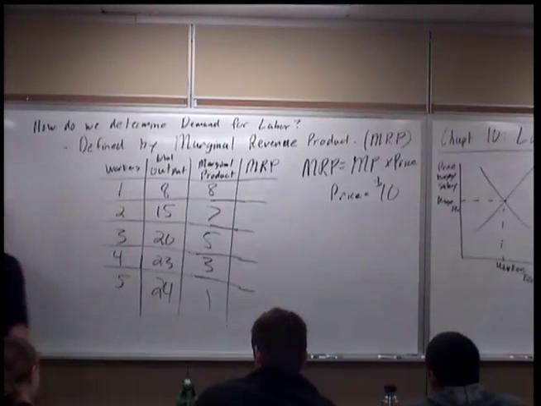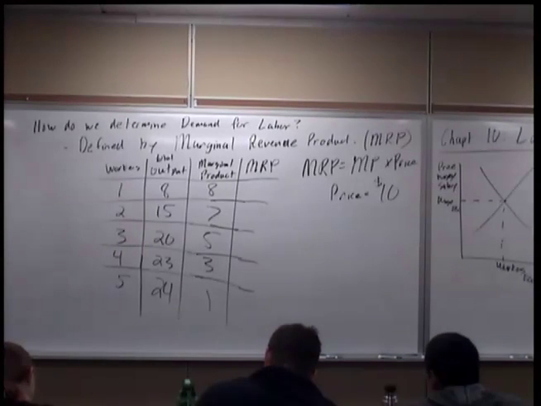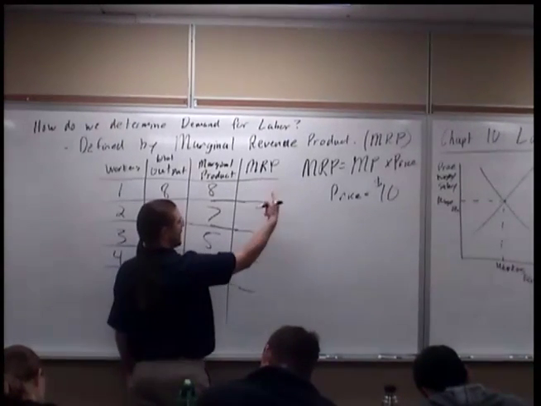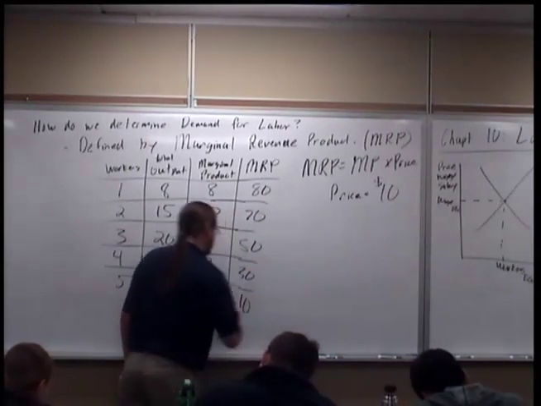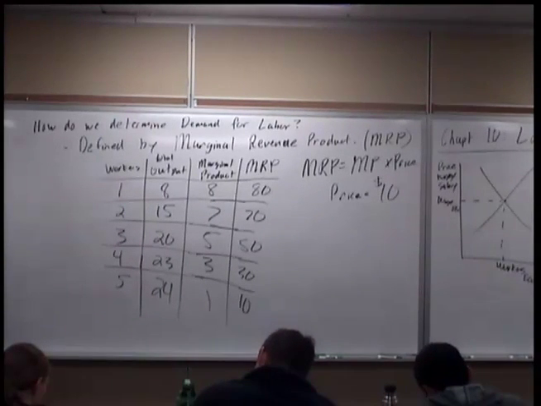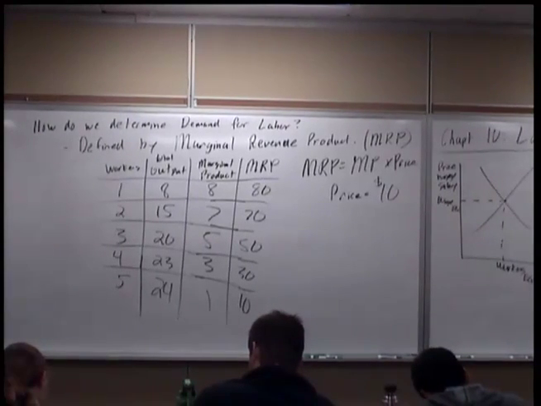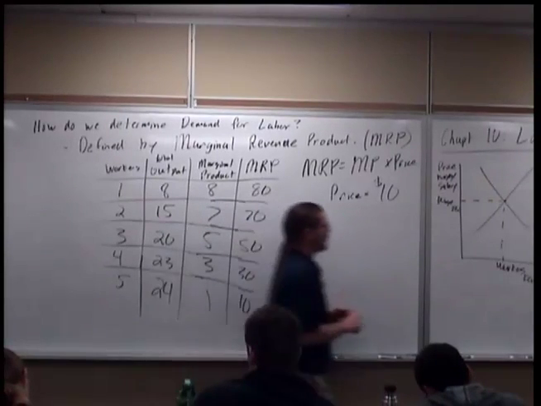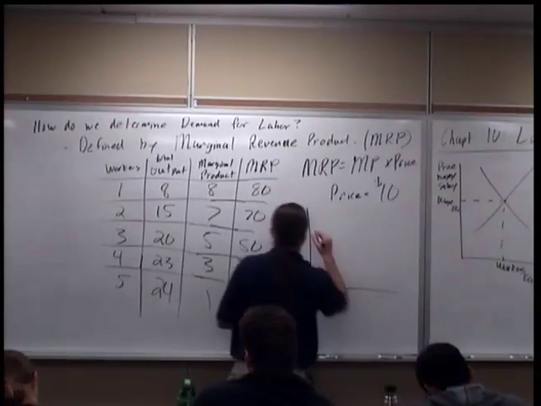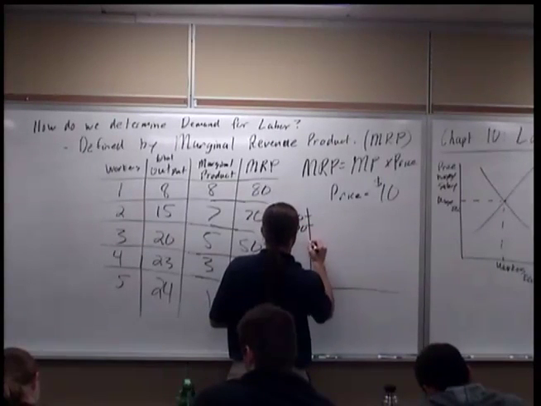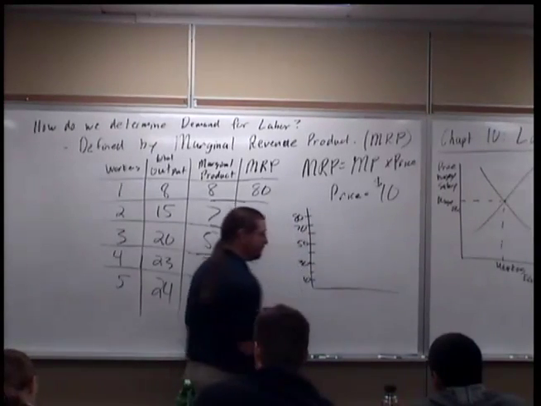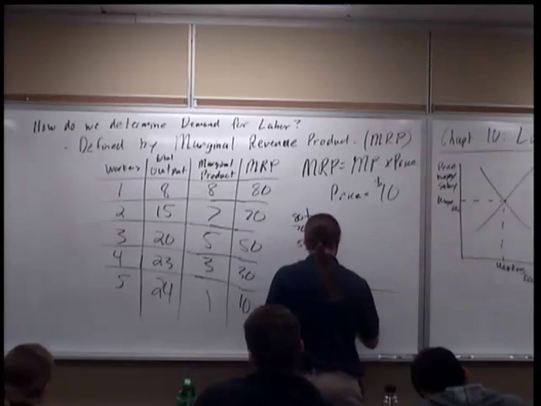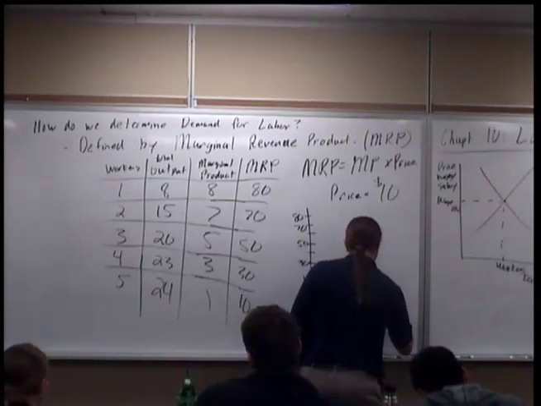So if I wanted to calculate what the marginal revenue product is for each of our workers, 10 times 8, 80. 70, 50, 30, 10. And this is basically how much each one of my employees is earning me in revenue. And this curve, if we were to put numbers on it and graph it, suppose here's 80, here's 70, 60, here's 50, 40, here's 30, 20, 10. And my workers, 1, 2, 3, 4, 5.